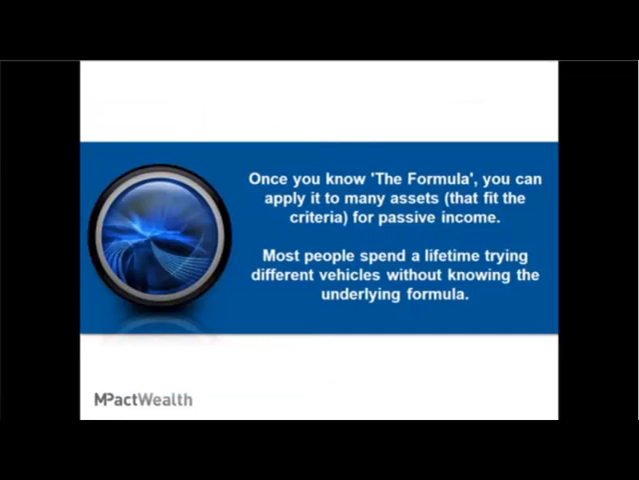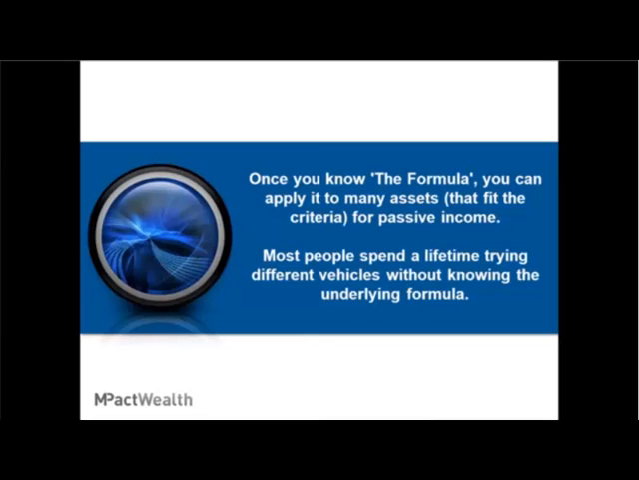So once you know the formula, once you have the formula in place, you can apply it to many assets that fit the criteria for passive income. The challenge is most people spend a lifetime trying different vehicles without knowing the underlying formula. And that's why we see people bouncing from one thing to another. Just like when I started, all they're doing is bouncing, trying different things without any specific approach.